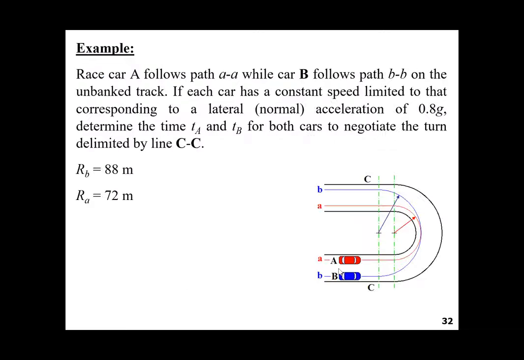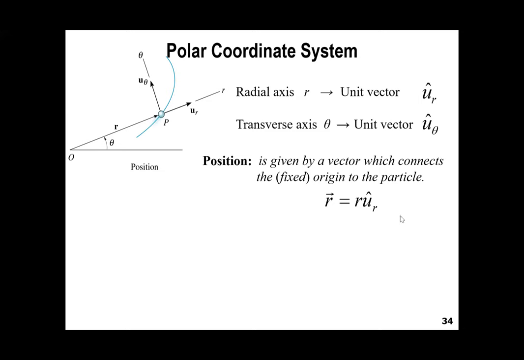Now, the next topic is polar coordinate system. Or in 3D, you can call it cylindrical coordinate system. In polar coordinate system, as you are familiar from your math, you have an origin for the base of your position. You have a reference line that you measure the angles.